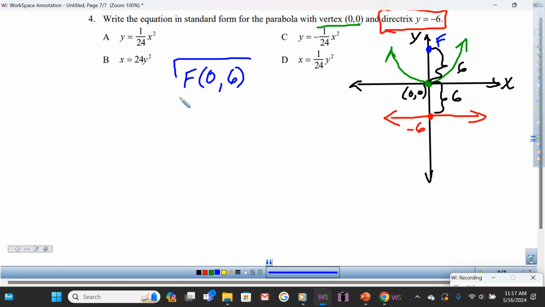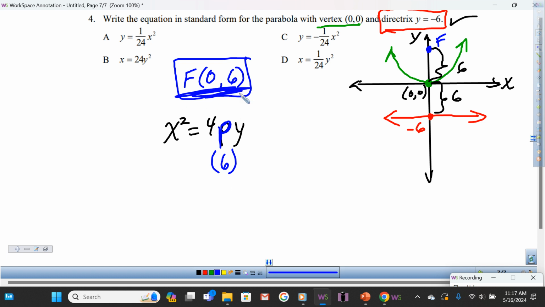So now we have our focus, we have our directrix, and now let's see. Tell your neighbor what equation to write if our directrix is y equals -6. Yes, x squared equals 4py. Remind your neighbor what you're going to substitute in here for p. What do we substitute for p? 6, Mr. Q. All right, good, 6. And we get that from the focus. So bring everything else down.